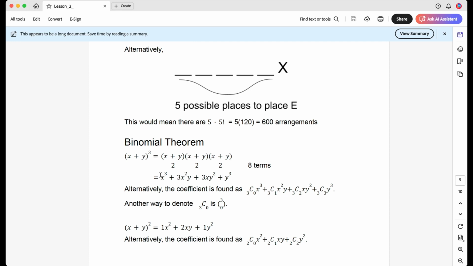Now these coefficients, 1, 3, 3, 1, which add up to the 8 terms, are actually combinations: 3 choose 0, representing we selected 0 of the y's, and then 3 choose 1, 3 choose 2, 3 choose 3. Remember, alternate notation for nCr is to use the parentheses. If we're squaring x plus y, we're going to get 1x squared plus 2xy plus 1y squared. Corresponding coefficients are 2 choose 0, 2 choose 1, and 2 choose 2.